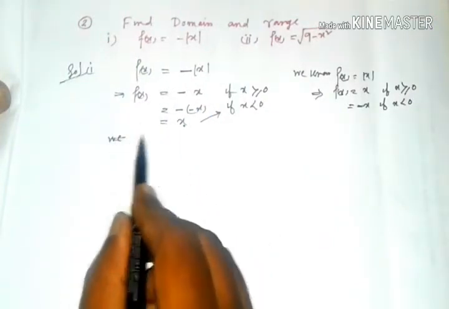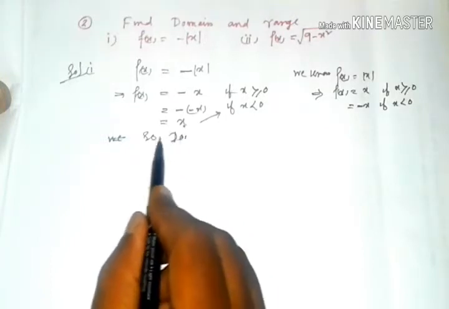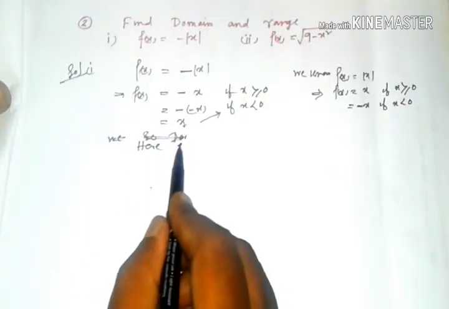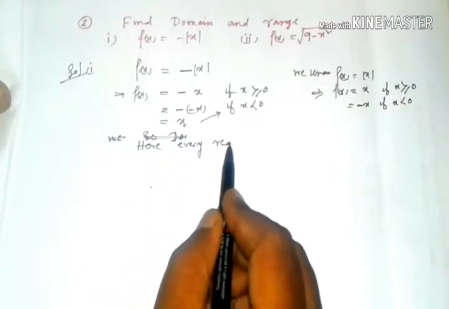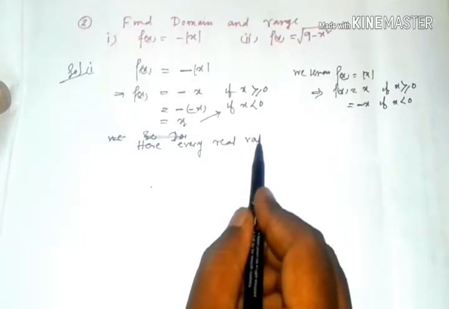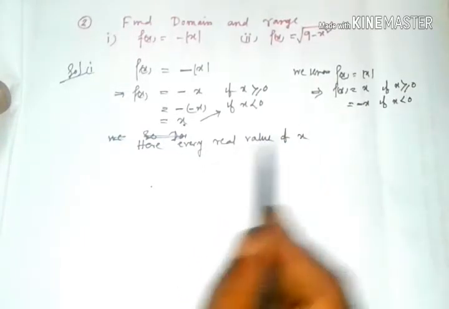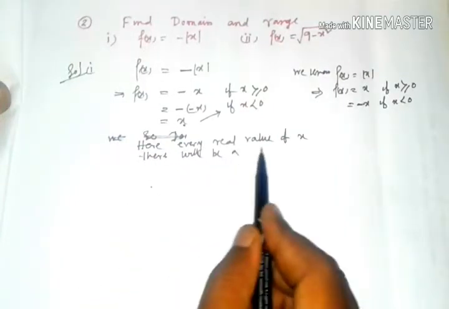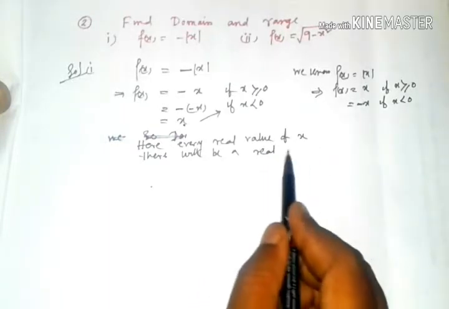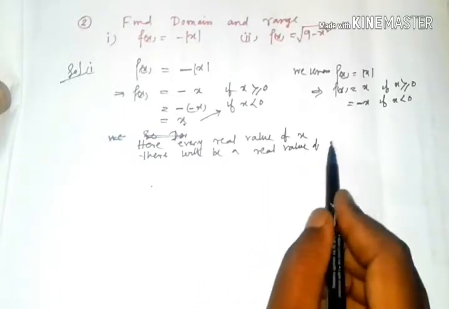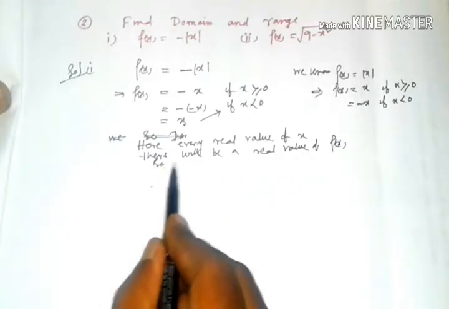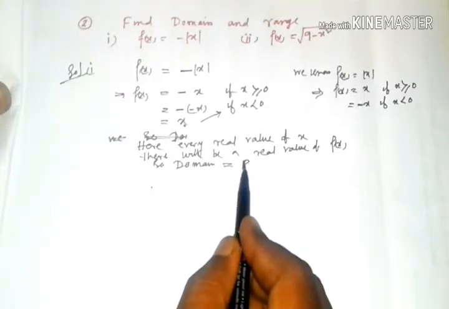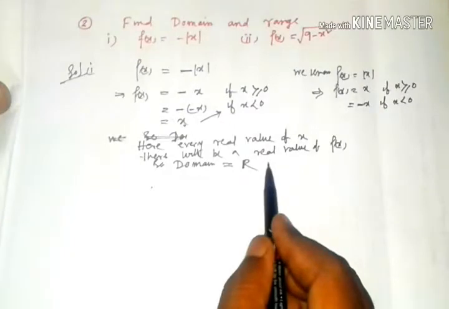For every real value of x there will be a real value of f(x). So the domain: we can write here, every real value of x will give a real value of f(x), so the domain is equal to R, that is, the real numbers.